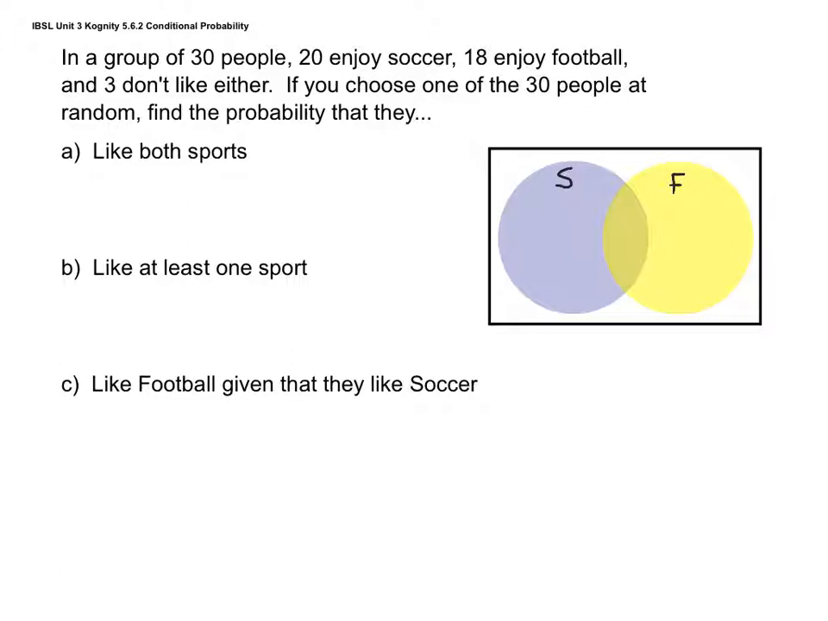Okay. Where could we put these 30 people? 3 go on the outside. Okay, 3 are going to go on the outside of both circles because they do not like either sport. Okay? So that means that the numbers inside the circles have to add up to what? 27. Okay? The numbers there are going to be three different numbers here. The number just in S, the number in the intersection, and the number in F. That has to add up to 27. Okay? So how are we going to figure out what goes in what area there?